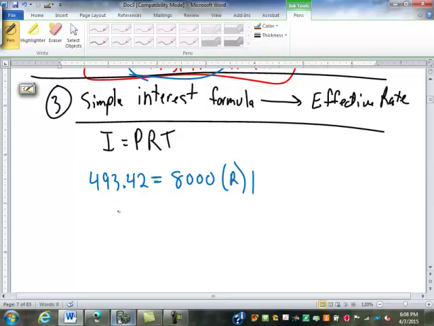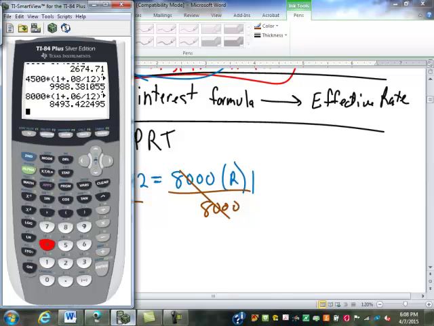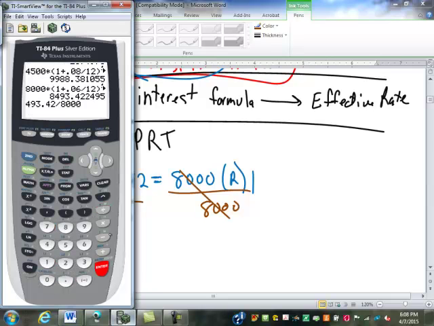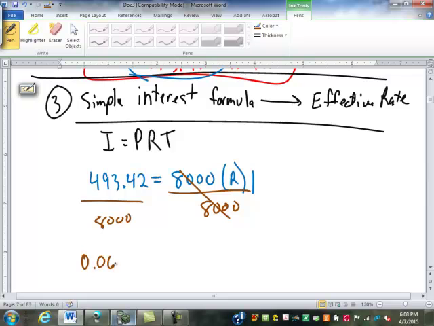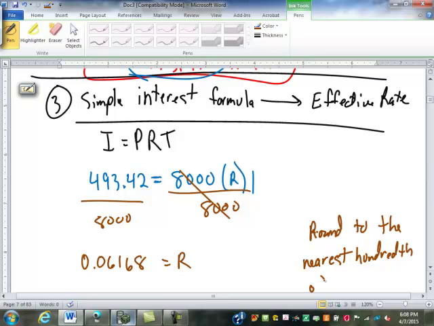So what this becomes is, I'm just going to skip the step of 8,000 times 1 because most of you in your head could probably figure out that's 8,000, right? Okay. So we're going to divide by 8,000. So $493.42 divided by 8,000 gives us 0.06168 is our rate. Now let's say I want you to round to the nearest hundredth of a percent.